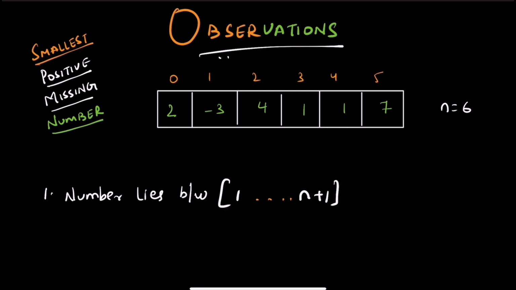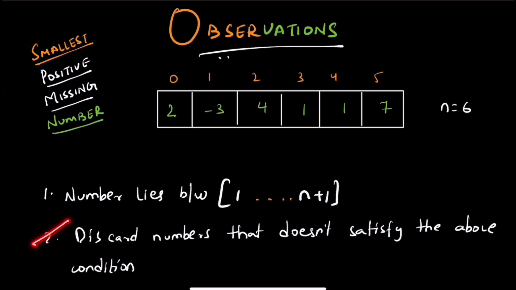Okay. And what is the second observation? The second observation is based on the first observation. Whichever number doesn't follow this rule will be discarded. That is, -3 will be discarded, 7 will be discarded because they don't have anything to contribute for finding our smallest positive missing number. Okay. So the second point is to discard numbers that don't satisfy the above condition. Okay. Now keeping these two observations in mind, we can simply solve our problem, right?